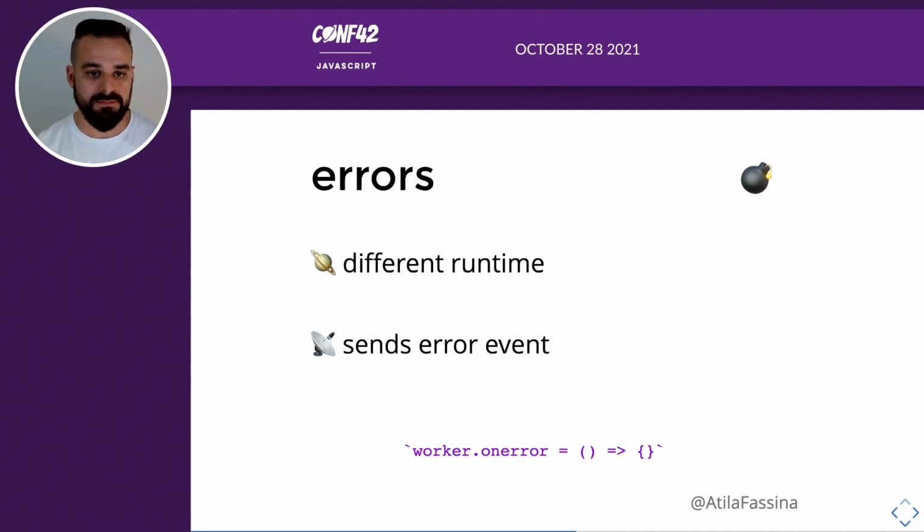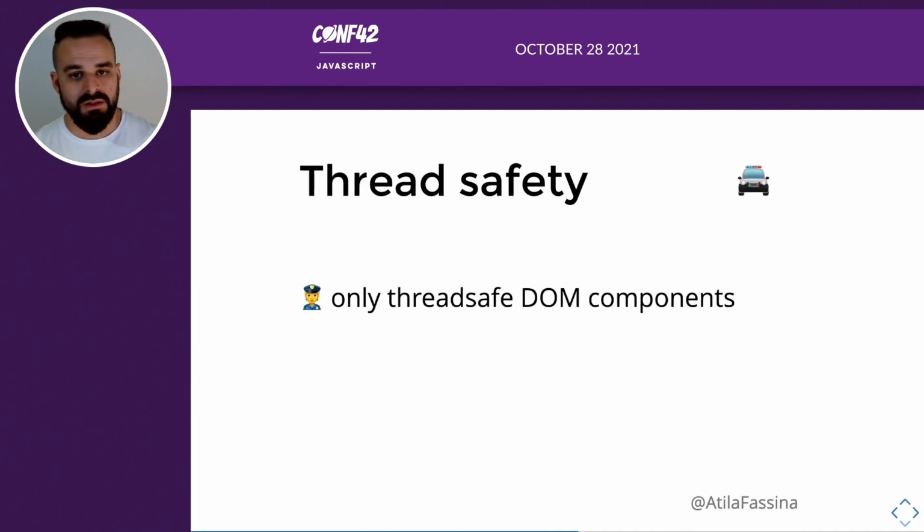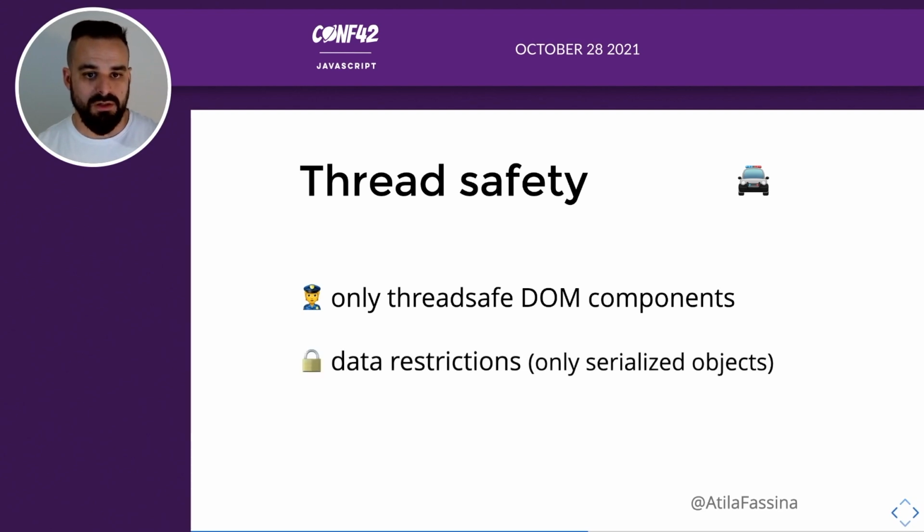Also, we need to be careful with thread safety. It's only possible to interact with document APIs that don't risk exposure of the data from the thread. As I mentioned before, all objects being sent need to be serialized. And that, together with the structured clone algorithm, imposes important restrictions in regards to the data that's being transferred.